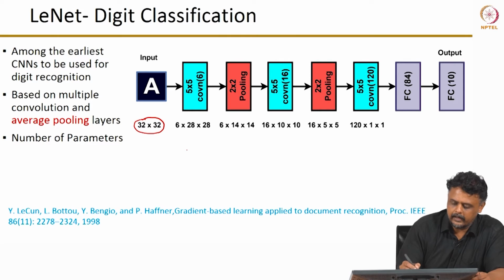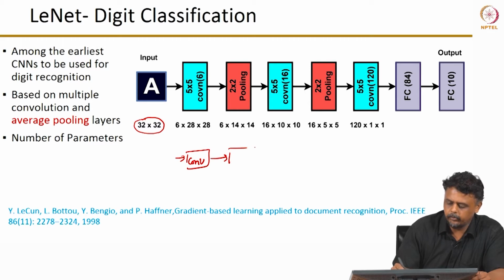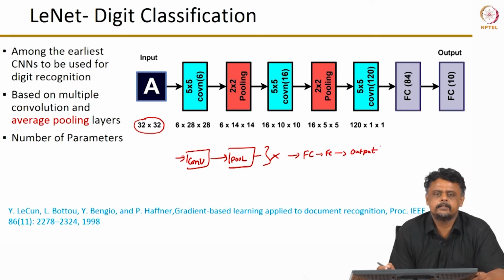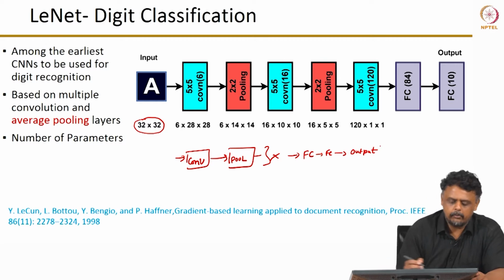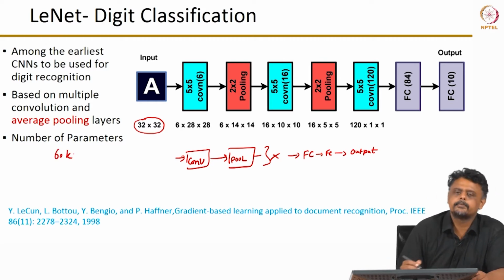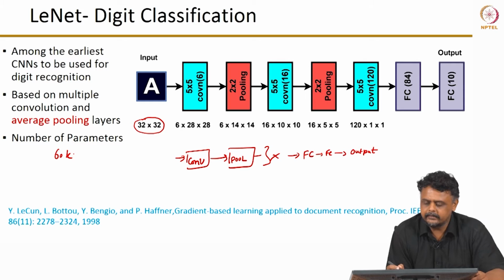The typical architecture is basically input followed by a convolution, followed by a pooling layer, and this was repeated, leading finally to a couple of fully connected layers and an output, which is basically a 1 of 10 classification. You have to classify digits 0 to 9. The network had about 60,000 parameters. It has several interesting concepts here.